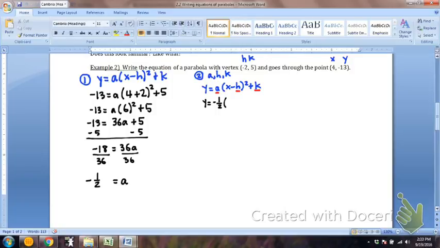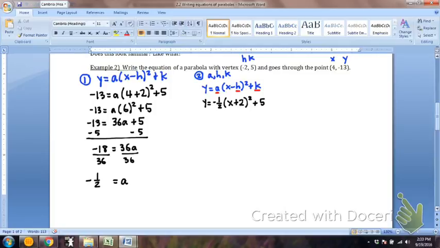Is our H positive or negative when we plug it in, Crystal? Is it going to be x plus 2 or x minus 2? Plus 2. Good, because we always do the opposite. Squared plus 5. Raise your hand if this is the equation that you have. Good. Anybody have questions who did not get this?